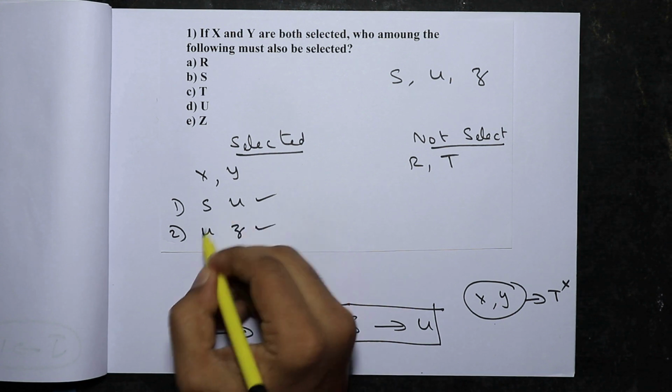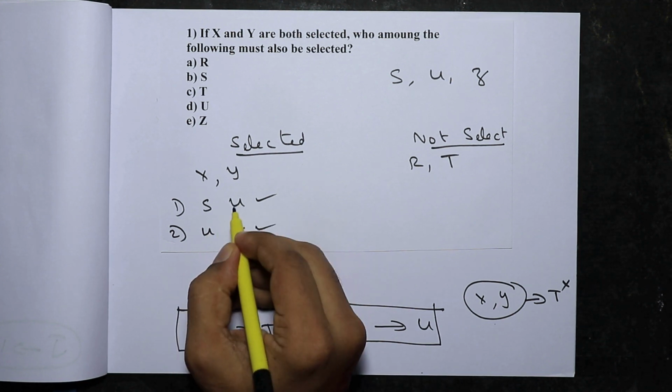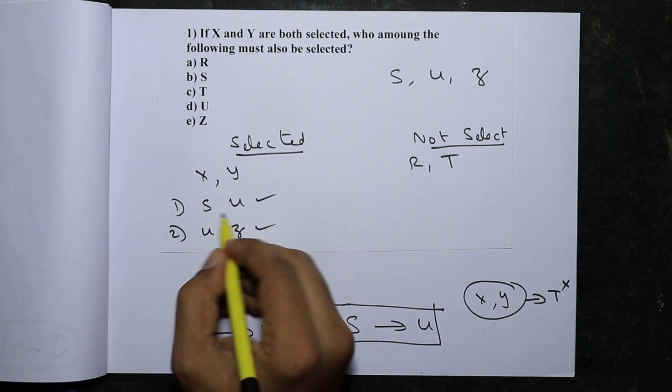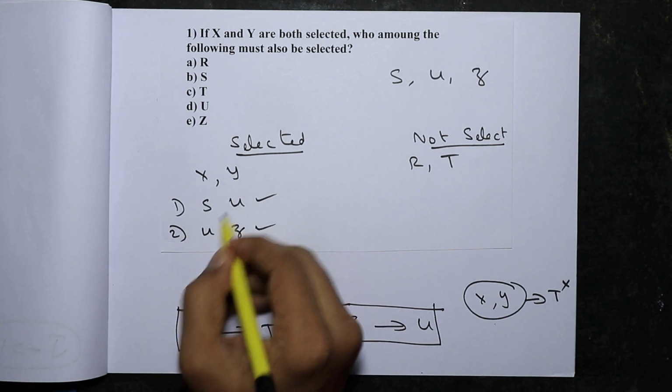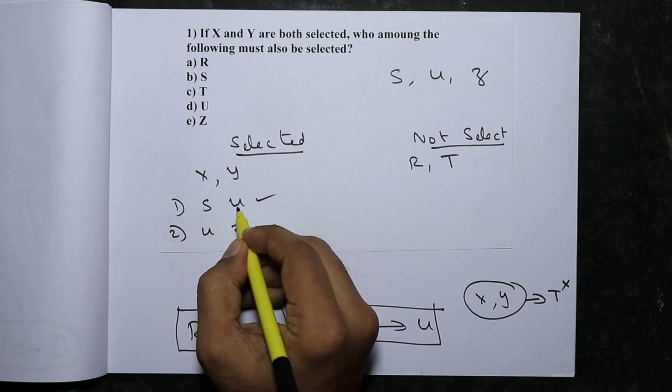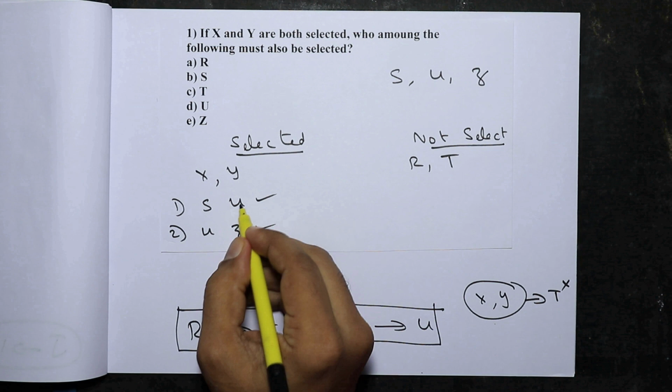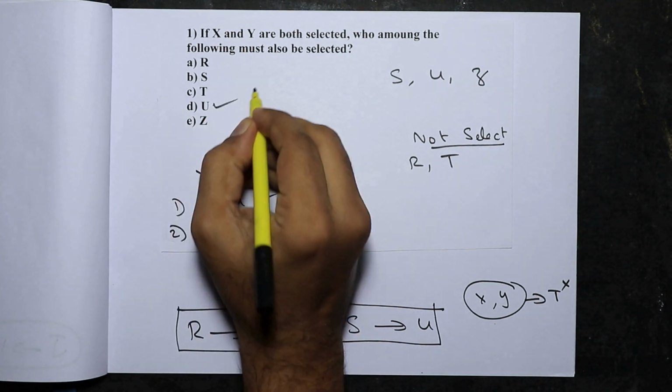So you can see in both the cases, U necessarily has to be selected. So if X and Y are selected, among the remaining 2 people, compulsorily U should be there. That must be true. So who among the following must be selected? U. So that is option D, U is the right answer.